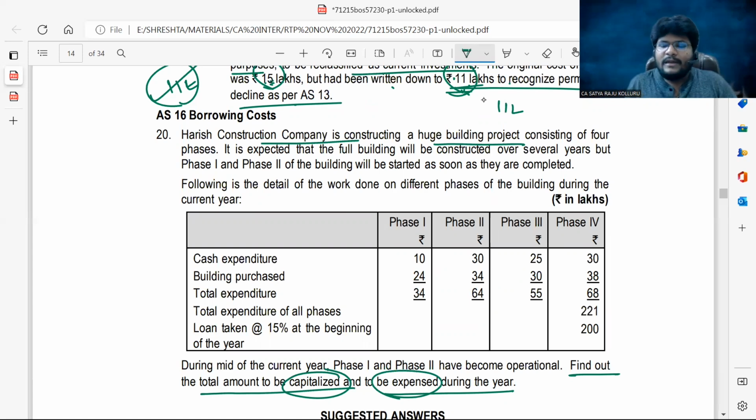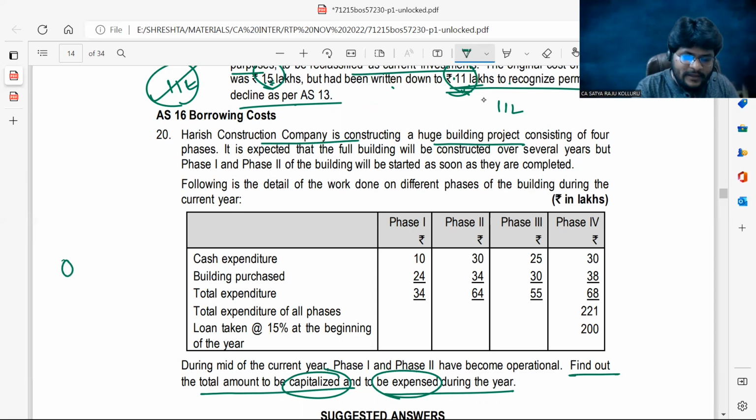We know only one thing related to the borrowing cost. Borrowing cost incurred on any qualifying asset up to the date of ready for use of the particular qualifying asset, the entire borrowing cost needs to be capitalized. Any further borrowing cost incurred on that particular qualifying asset should be expensed.